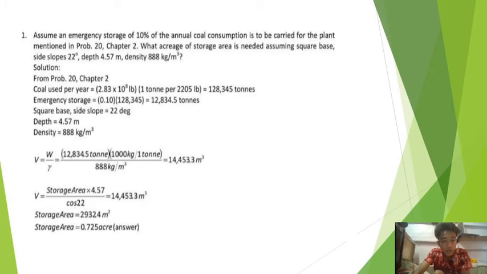density of 888 kilograms per meter cubed. So, solution for volume. The formula for volume is equal to weight divided by density. The weight is 12,834.5 tons. Convert it to kilograms, so times 1,000 kilograms over 1 ton. Then the tons cancel, over the density of 888 kilograms per meter cubed. So the ton cancels, and the kilograms cancel, leaving meter cubed.